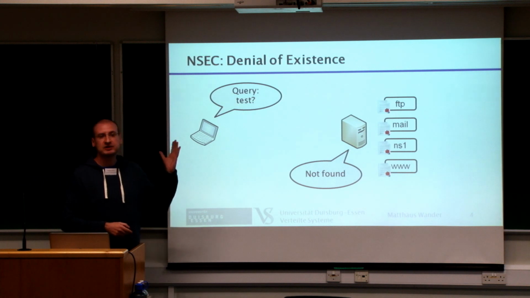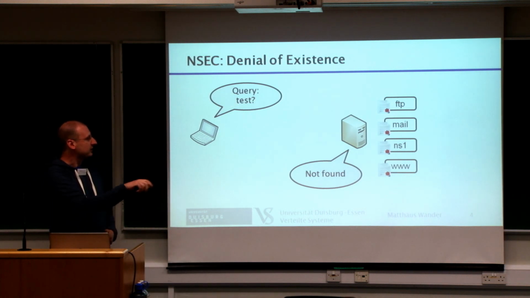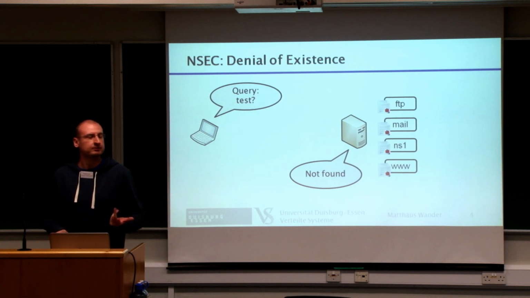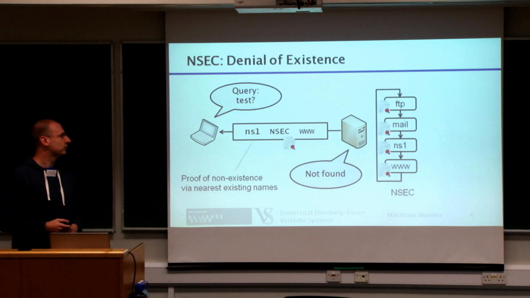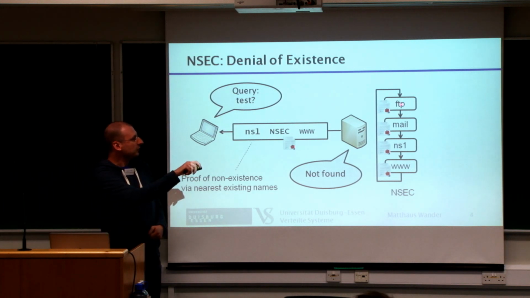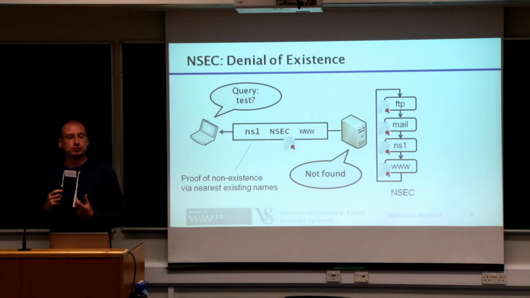Okay, so now what happens if you ask for a non-existing name, like test, and there is no test here? Well, you can send a response, does not exist, but what do you sign? Do you need to use online crypto? Well, the DNS folks thought, no, we don't want to use online crypto, we want a method for offline signing. So they create a chain of all existing names, and what you get is an indirect proof of non-existence.